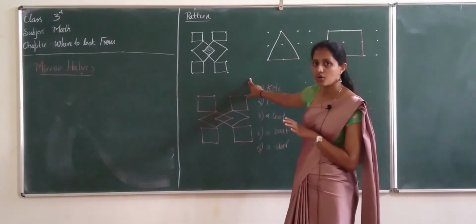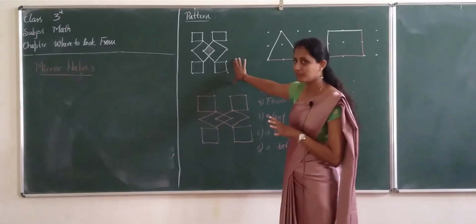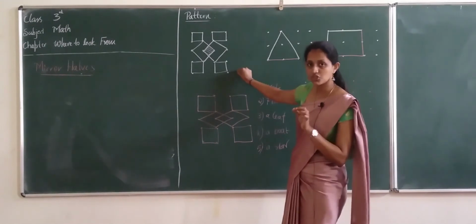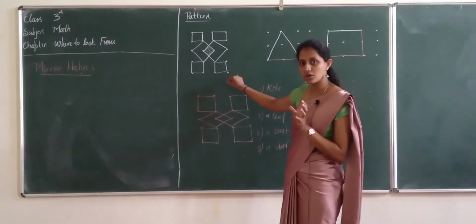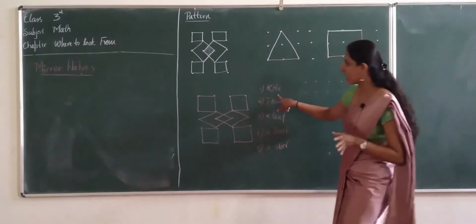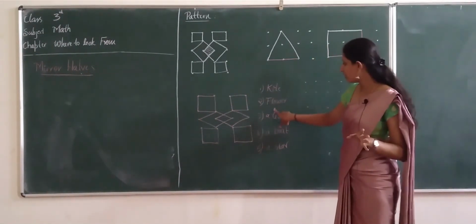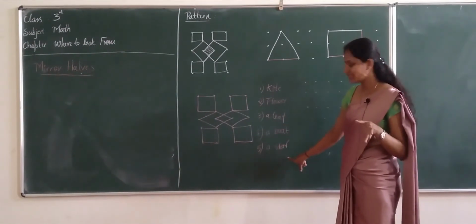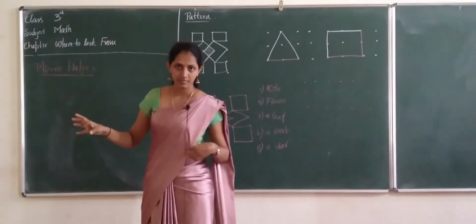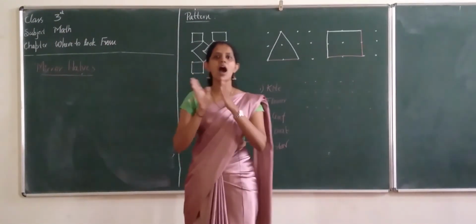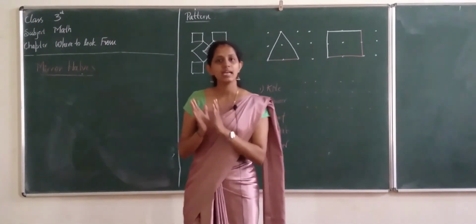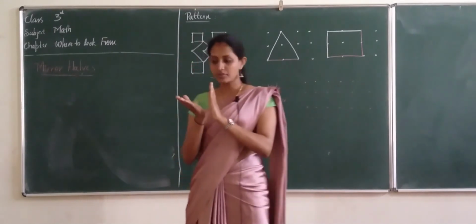In that, we looked into the different patterns using dots. While joining the dots, we get one pattern. You have to write kite, flower, a leaf, a boat, a star. Correct? Then mirror half. Mirror half means exactly half of that object. You have to get exactly half of what we are showing in a mirror.